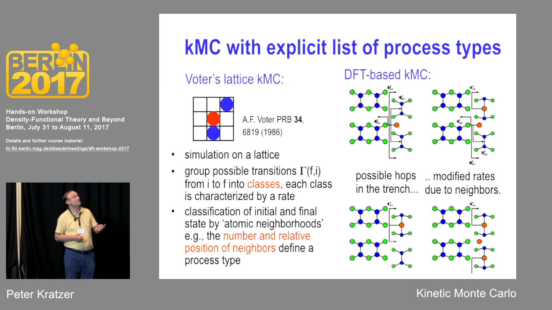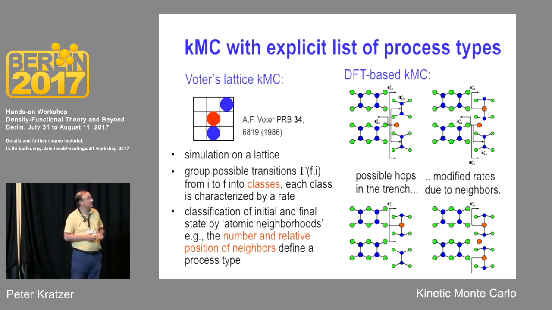For example, this atom here has a neighbor, and then its probability of moving will be different. It is modified by the presence of a neighbor. Here we have a chain of 3 atoms. Now the probability of breaking away is modified by the presence of neighbors. This is essentially what you need to take into account, and this defines your process types.